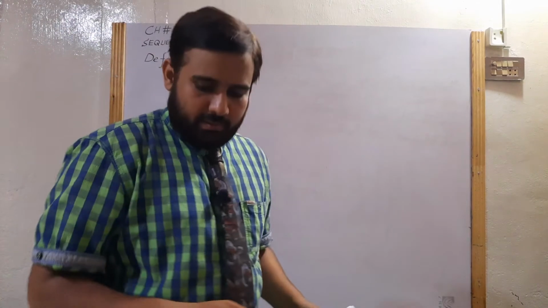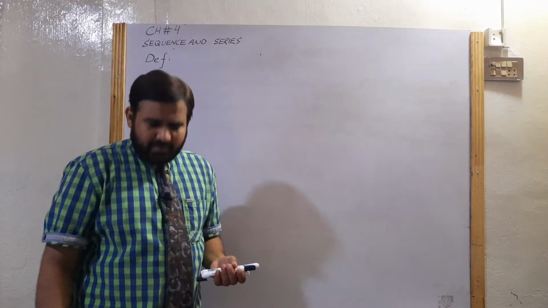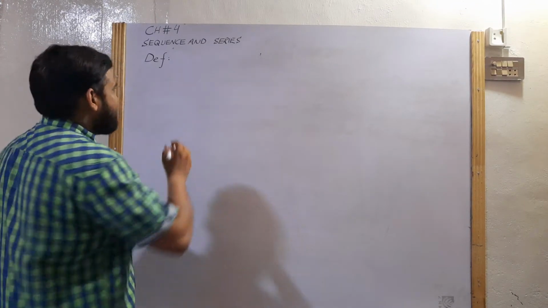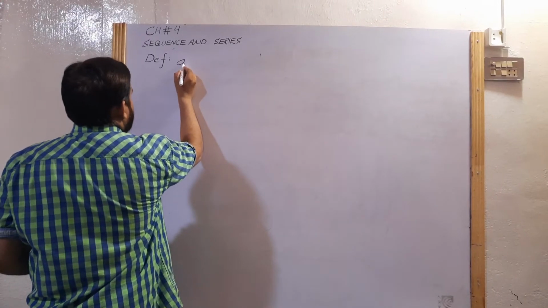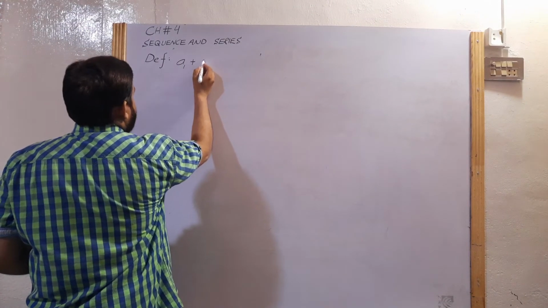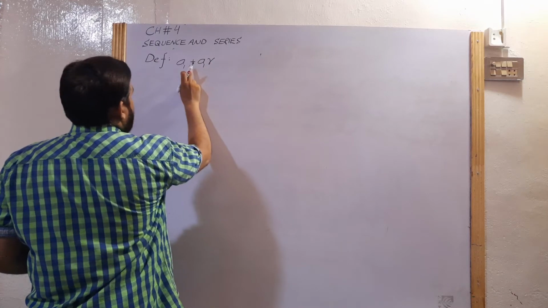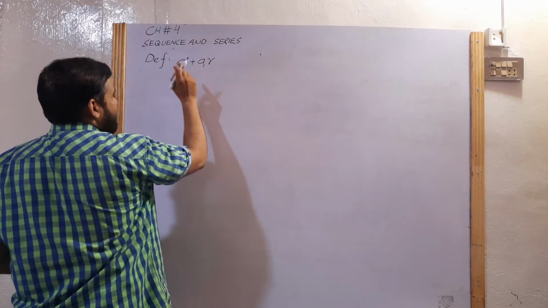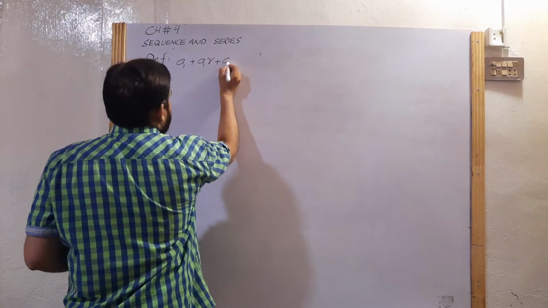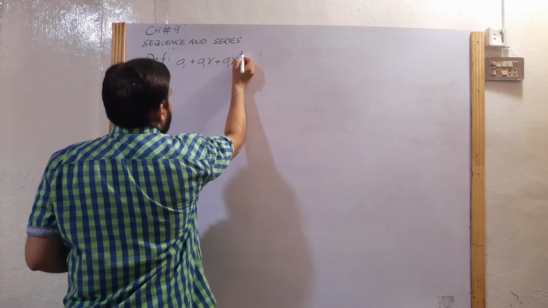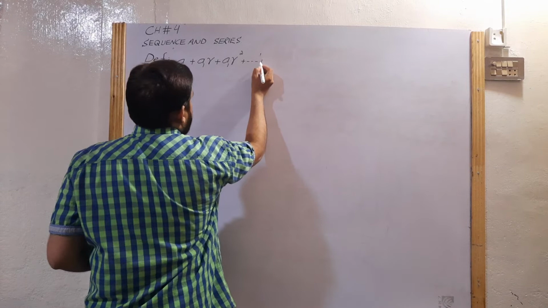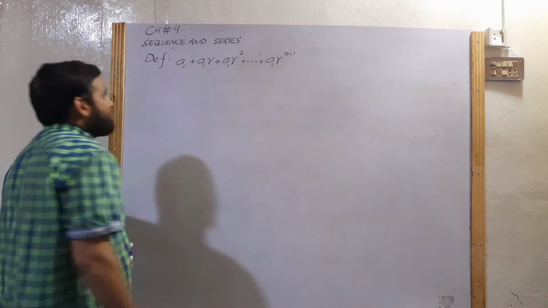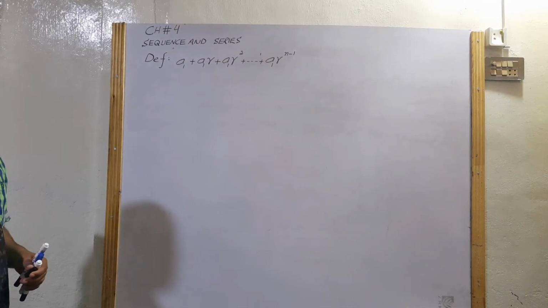The next type of series is the geometric series. Mathematically, the definition of a geometric series is: if the first term is a1 and the next term is a1 r, not a comma, there is a plus sign because it is a series, not a sequence. The next term is a1 r raised to power 2, plus and so on. The last term is a1 r raised to power n minus 1. It is the mathematical definition of a geometric series.